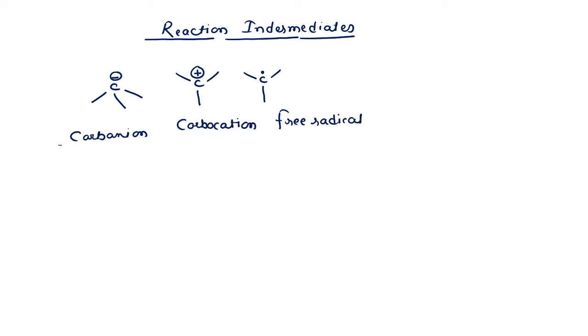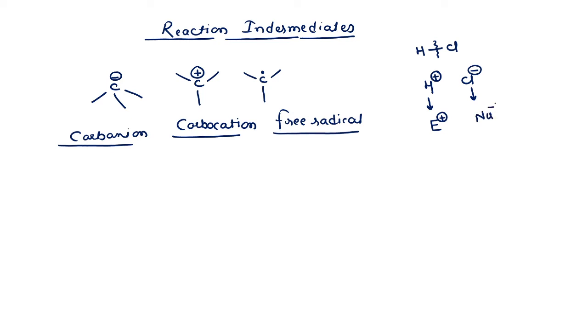Dear student, carbocation, carbanion and free radical are formed from the reactant. Now consider that you have a reagent like HCl. When bond fission takes place, HCl will form H plus and Cl minus. So there is no carbon. This is known as an electrophile and this is known as a nucleophile. Another most important thing is that carbon can also act as a nucleophile. That is another story. We can have both.